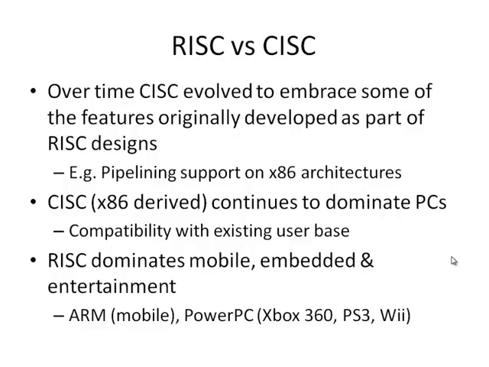Over time, CISC has evolved and it has embraced many of the features that originally developed as part of the RISC design, for example, pipelining support. You can also get very powerful optimizing compilers for the Intel architecture, because it's a popular architecture. People are also interested in developing compilers that can really boost the performance of your program.